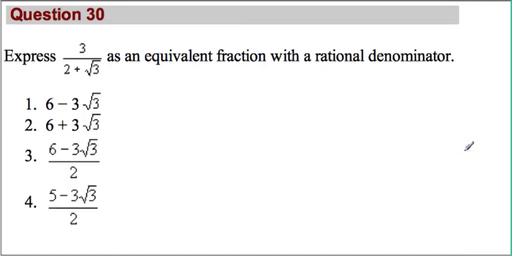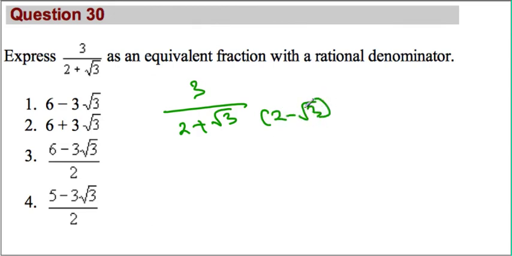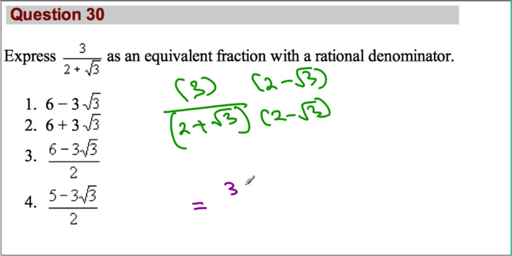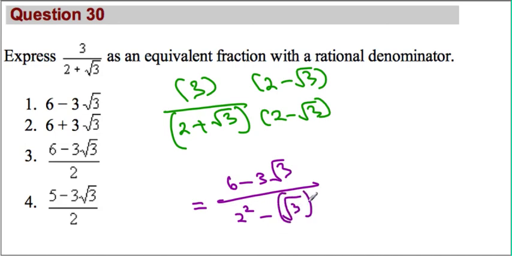Number 30. Once again, exactly the same thing. 3 over 2 plus radical 3. Then we're going to multiply by 2 minus radical 3, top and bottom. Then what happened? On the top we get 3 times this one, so we end up getting 6 minus 3 radical 3, while the denominator becomes 2 squared minus radical 3 squared. How about the bottom? It becomes 4 minus 3. What's 4 minus 3? That's equal to 1. So our answer ended up being 6 minus 3 radical 3, which is choice 1.